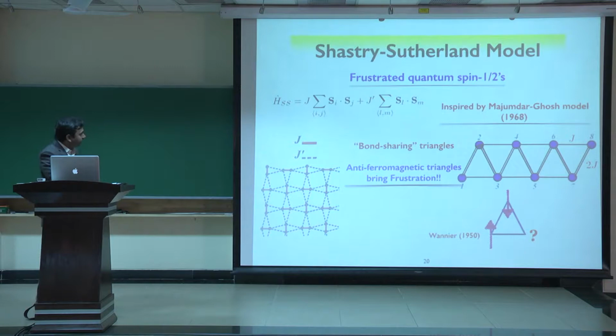And at the corners of these triangles, there are spins, and they are obviously interacting by antiferromagnetic exchange, because that is what it is. So this is a frustrated quantum spin half problem.